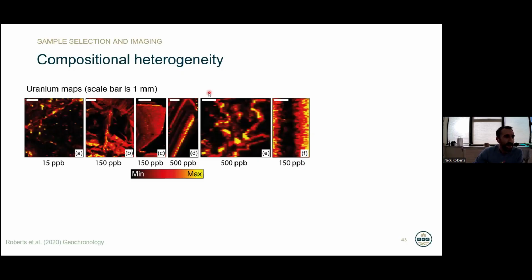Here's just an example of that compositional heterogeneity. These are laser ablation maps of vein-fill calcites, each scale bar being a millimeter, showing different types of zonation. On the left, we see these lines of high uranium, which are probably forming along cleavage. The next one along is quite hard to understand, but it's probably cutting this section across different crystal faces.